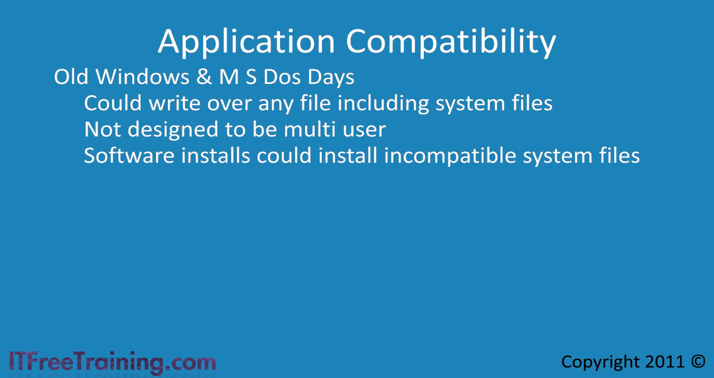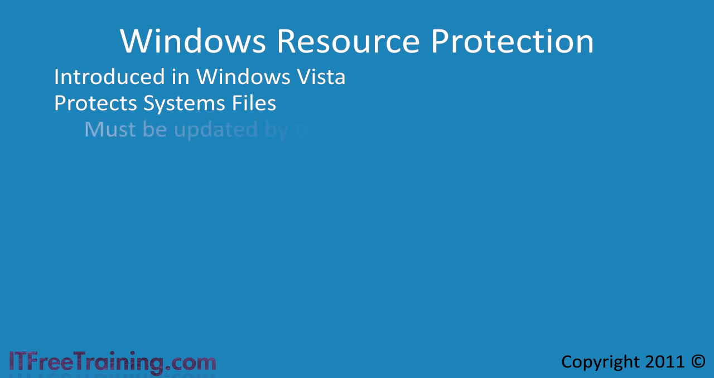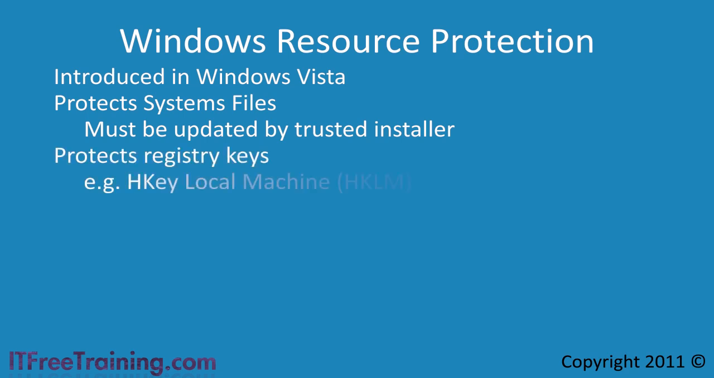To fix problems like this, Windows Vista introduced Windows Resource Protection. This protects system files by ensuring that they are only updated by a trusted installer. This stops an application from updating a system file and thus potentially breaking something else in the process. Windows Resource Protection also protects the registry. This stops a program from updating parts of the registry that it should not.